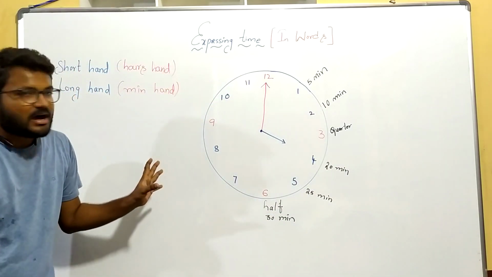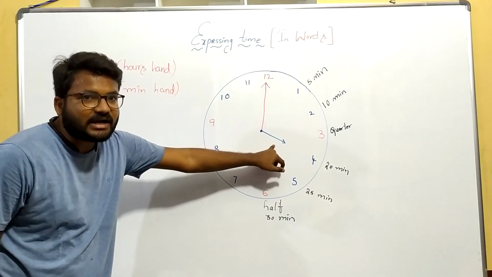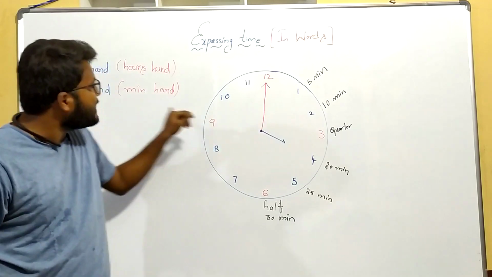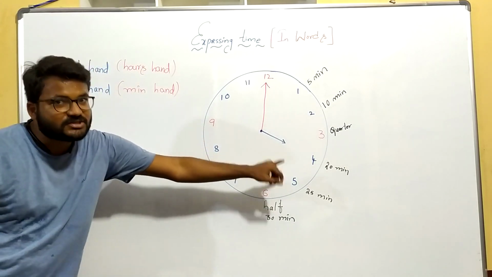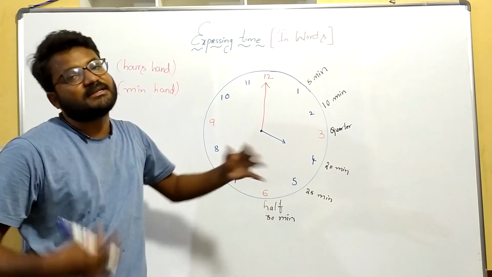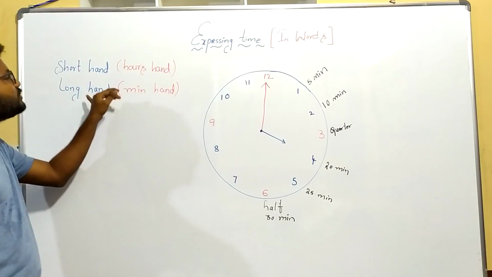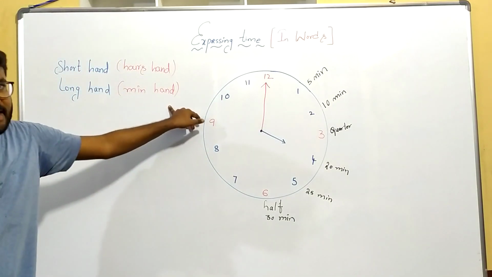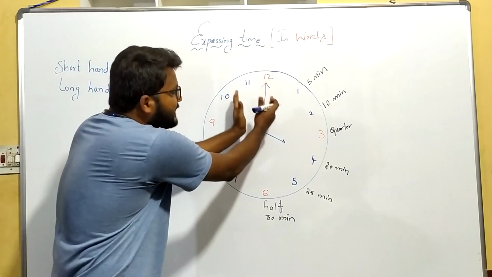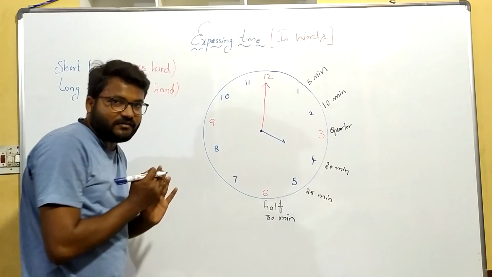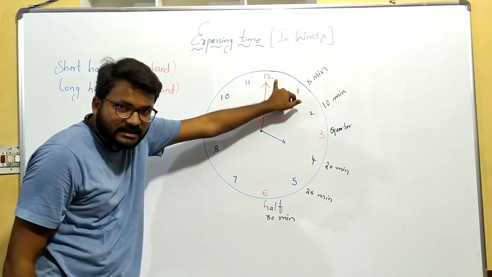See, if you observe the clock, there are two hands. One is the short hand and another is the long hand. The short hand represents hours, so we call that the hours hand. The long hand represents minutes, so we call the long hand the minutes hand. Now see here, the short hand is representing 4 and the long hand is representing 12.